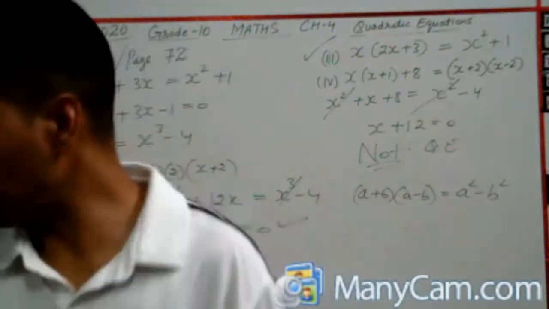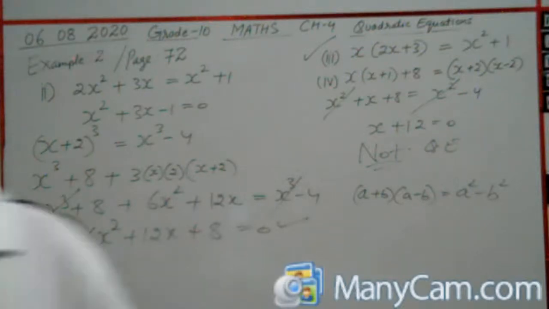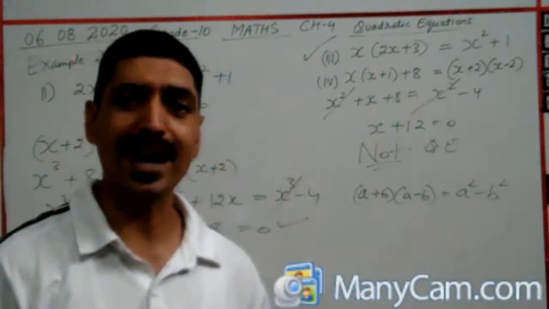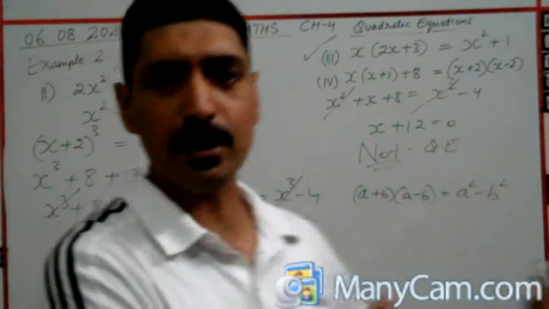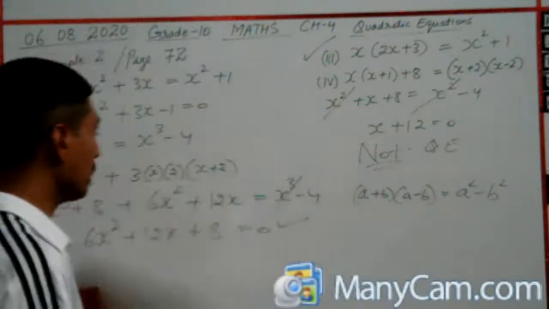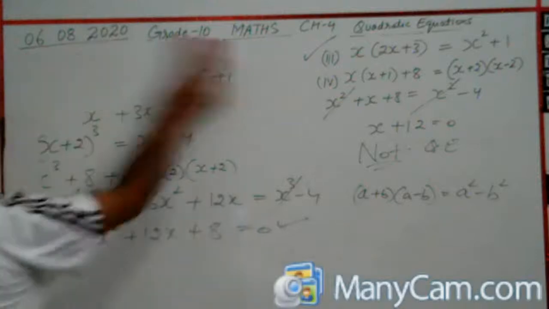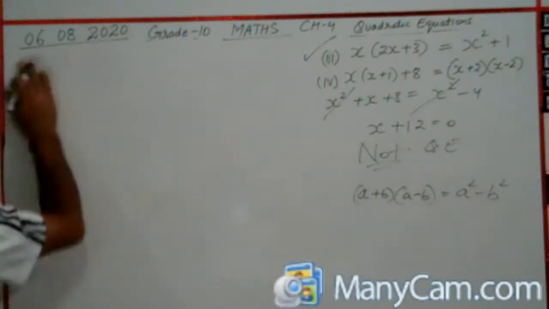So you can go through exercise 4.1 now. In exercise 4.1 we have two questions. These two questions are homework. It is not my solving here on the board. I have explained to you how to frame the quadratic equations, right? So exercise 4.1 is your homework for today.